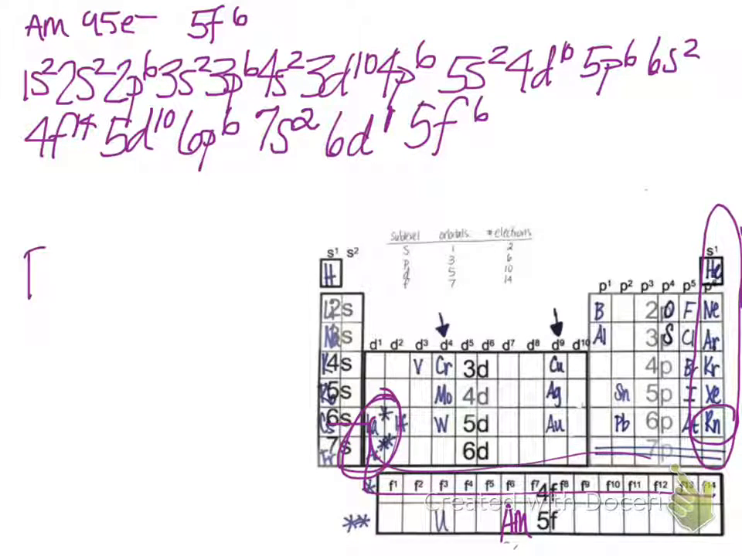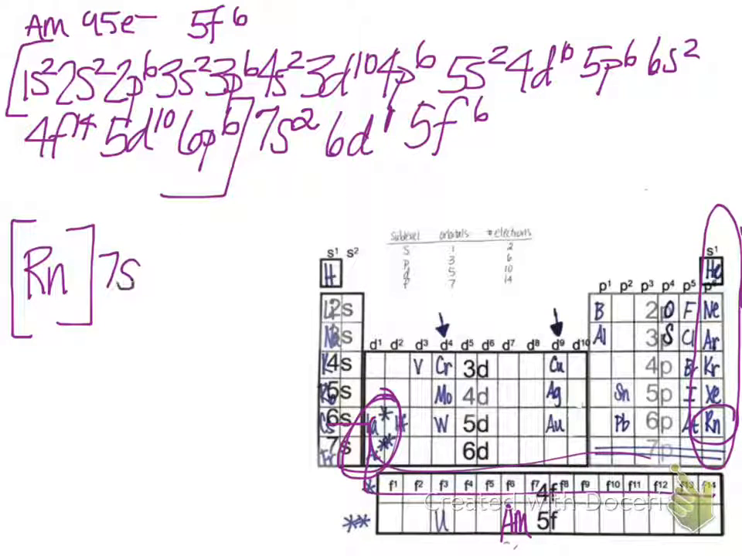So for your americium, the one that comes before it is radon. So we would write radon in brackets, okay? And the reason we can do that is because that is the electron configuration of radon. So we write radon, and then we put what comes after it. 7s2, 6d1, 5f6. All I did was start from radon and keep reading like we were doing. I just gave ourselves a shortcut. Okay?